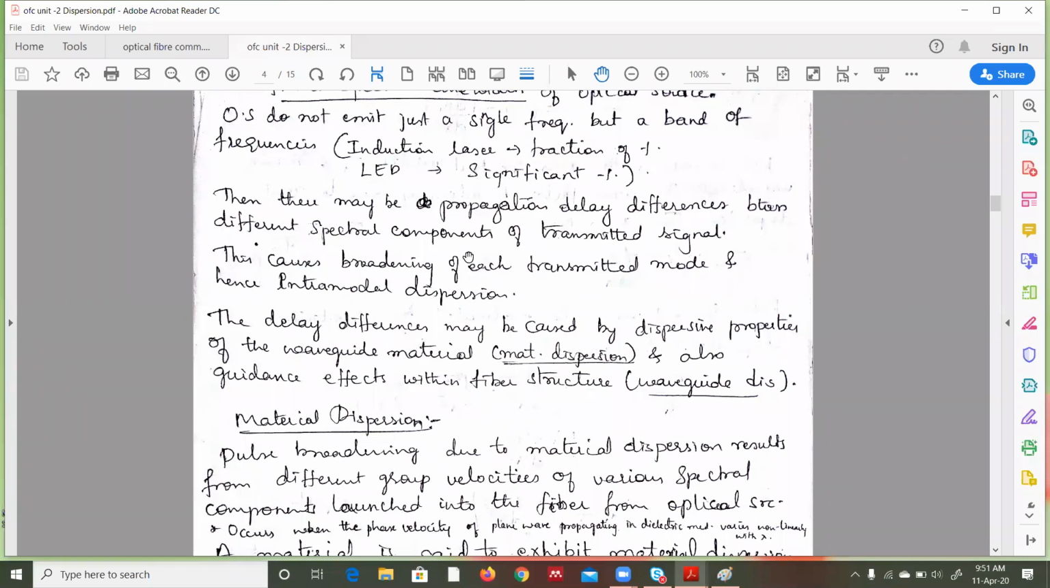So in intramodal dispersion, we have two classifications again. One is material dispersion, in which the delay differences between the spectral components of the light emitted by an optical source are caused by the waveguide material. Or if it is caused due to the guidance effects in the fiber structure, it is called waveguide dispersion.